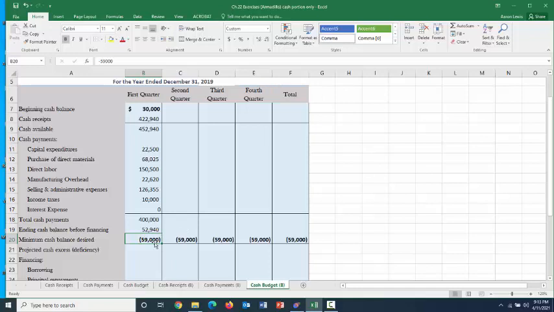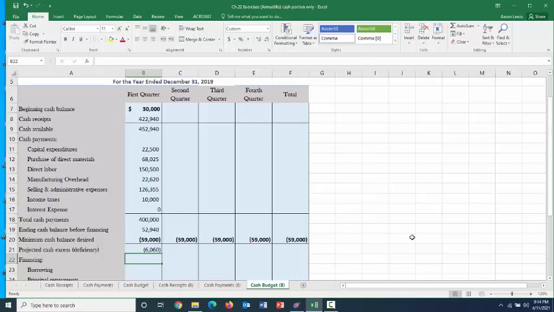Well, that's not equal to the $59,000 minimum balance that we've set this policy for. We're going to be cash light. We're going to have a deficiency, as they call it. By how much? Well, take that $52,940 and subtract it from the $59,000 minimum balance. We see we're $6,060 too light, so we have to borrow.